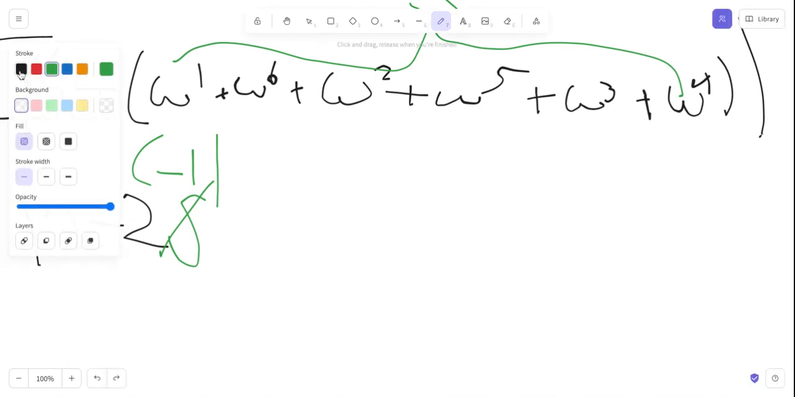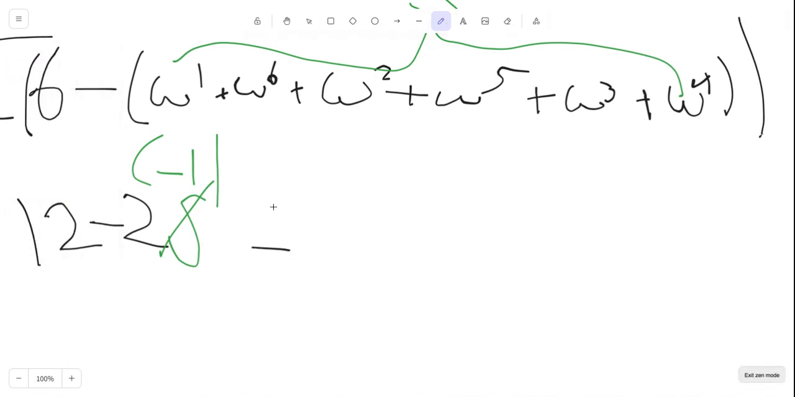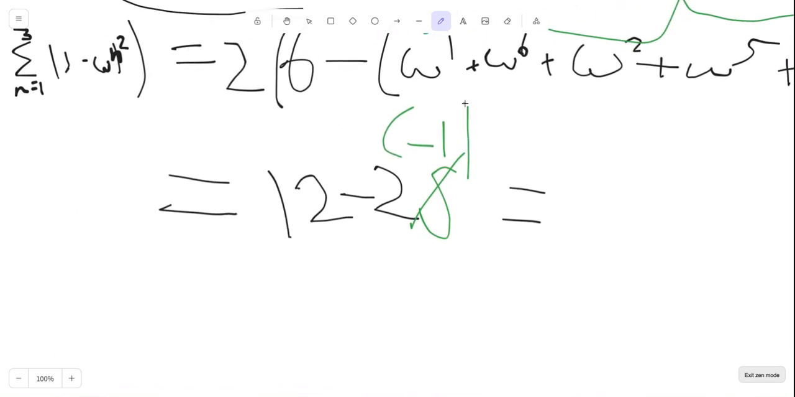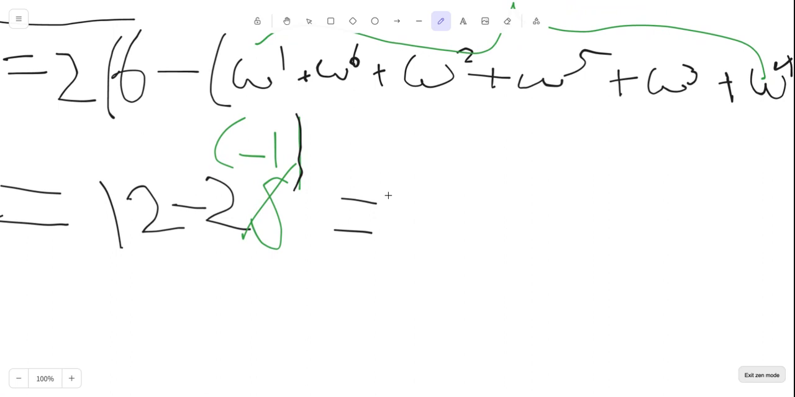Okay, and now we can simply add this and get 12 plus 2 equals 14 as our final answer.